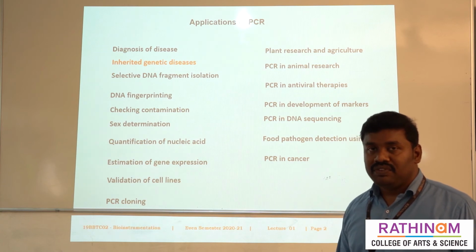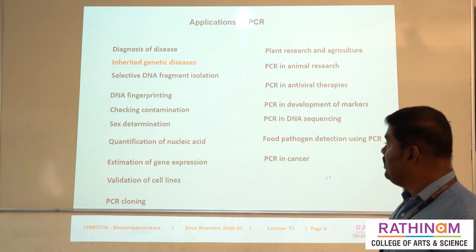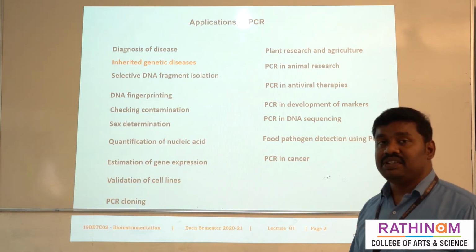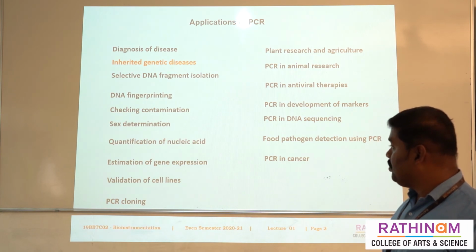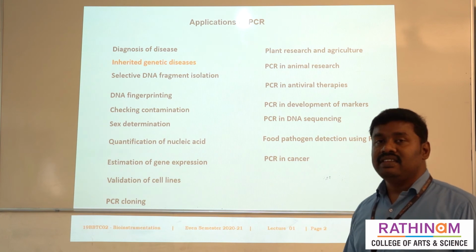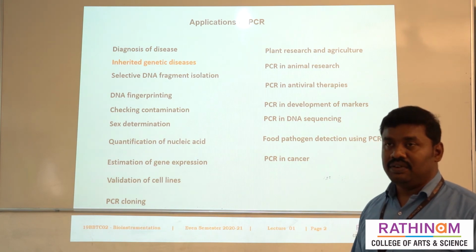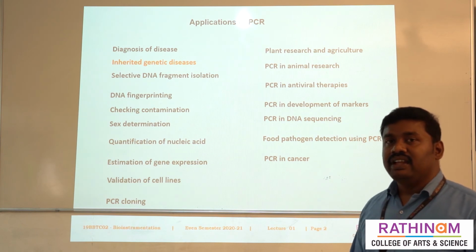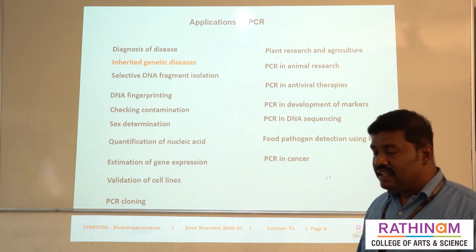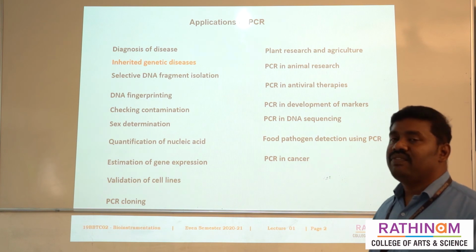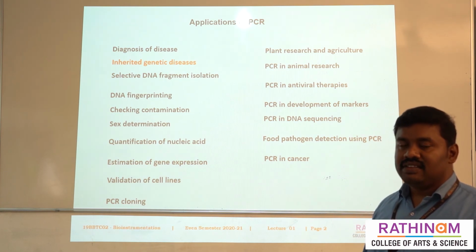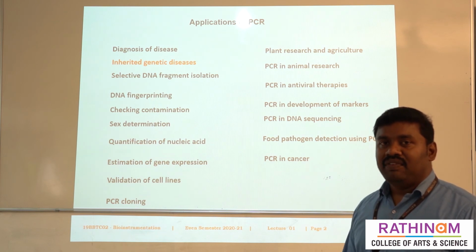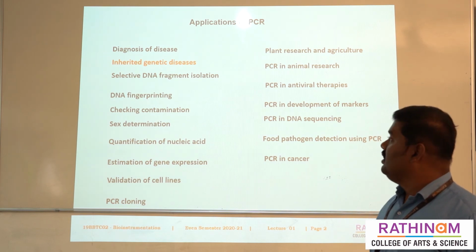We can estimate how much nucleic acid is present in our genome, and estimate gene expression, that is, how much of our gene is expressed for our product. Then validation of cell lines for animal cells: different kinds of animal cells are available, and the PCR technique is used to validate their quality. Then cloning of the PCR product: our fragments of interest are amplified and cloned into the genome.